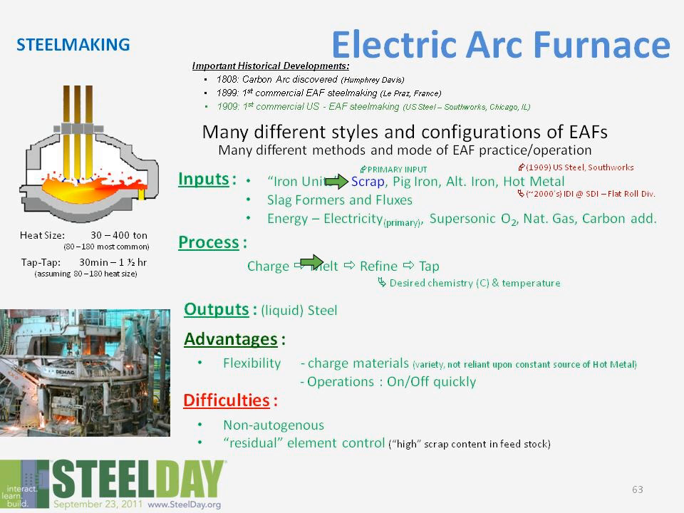The process of the electric arc furnace is you charge, you melt, you tap, and then you refine. The advantage is it's very flexible. As I've just gone through, we have a variety of input sources. It can be shut down very quickly and turned on very quickly. The problem we have is it's non-autogenous. We have to add additional energy, both electrical and chemical. And because we have a higher scrap content, we do have to be cognizant of residual element control.